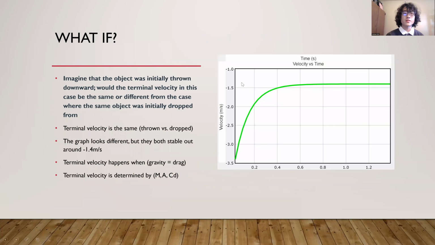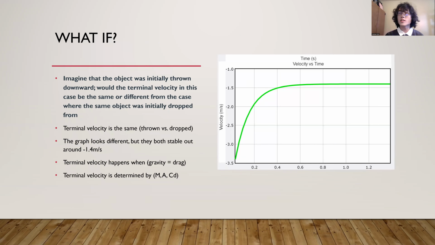For the What If section, it says, imagine that the object was initially thrown downward. Would the terminal velocity in this case be the same or different from the case where the same object was initially dropped? Actually, the terminal velocity is the same, thrown versus dropped. The graphs look different, but they both stabilize around negative 1.4 meters per second. And terminal velocity happens when gravity equals drag, as I said.